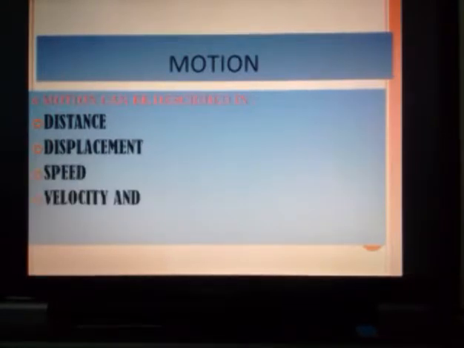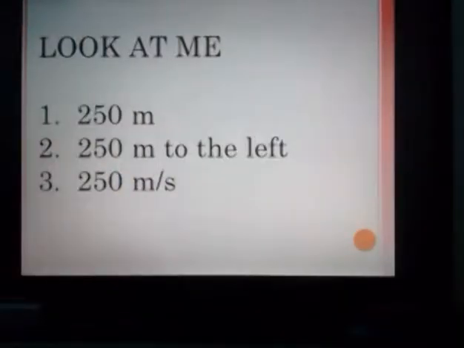Motion can be described in distance, displacement, speed, velocity, and acceleration. What do you observe on the given? Yes, we can see a number, a unit, and direction. If you categorize the given to distance, displacement, and speed, which belongs to distance, to displacement, and to the speed?